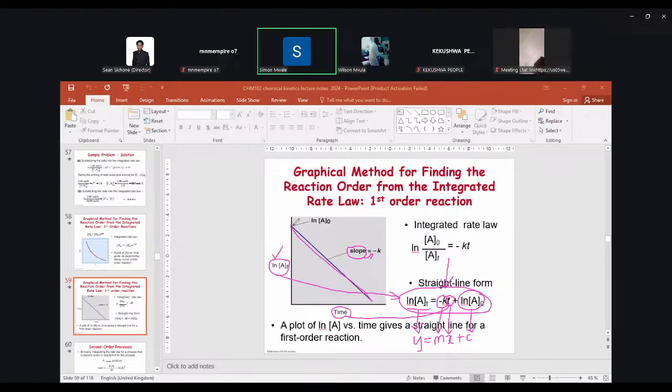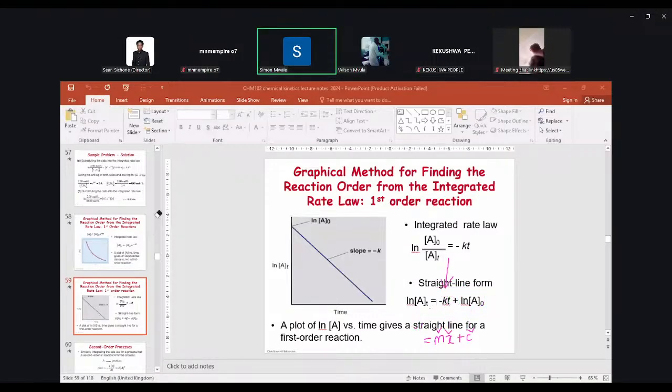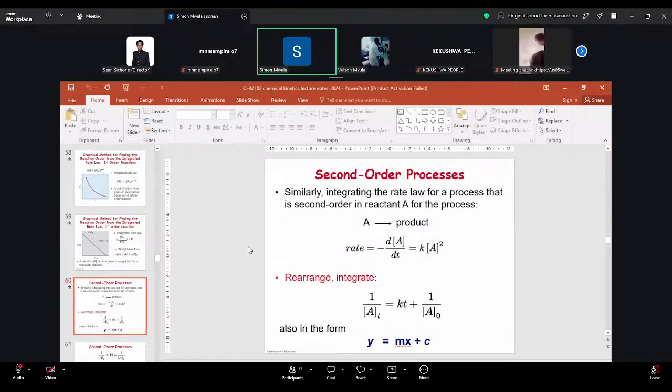Then the y-intercept gives you the natural log of the initial concentration of A. So this is what the integrated rate law for a first order tells us. Sometimes you might be given data for time and concentration, so you have to change that data to calculate the natural log of concentration versus time. When you plot it, you're able to get the rate constant. I think I've put up an example down here. You're going to see that.